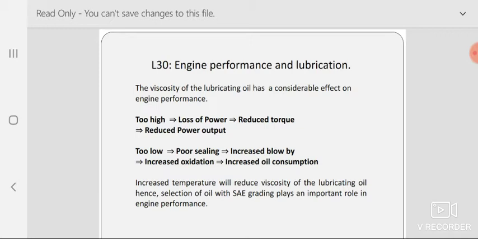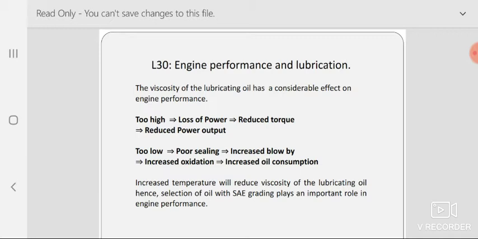Since a lot of power goes into running the piston within the cylinder, the output power at the wheel decreases. So we get a loss of power due to too high friction when the viscosity of the engine oil is too high. When the viscosity of the engine oil is too low, this is the second case. Two extremes we are talking. When too high, this is the disadvantage. The second case, when the viscosity of engine oil is too low.